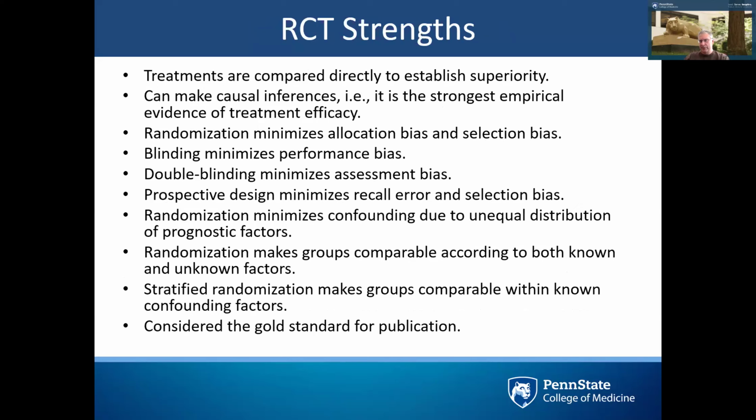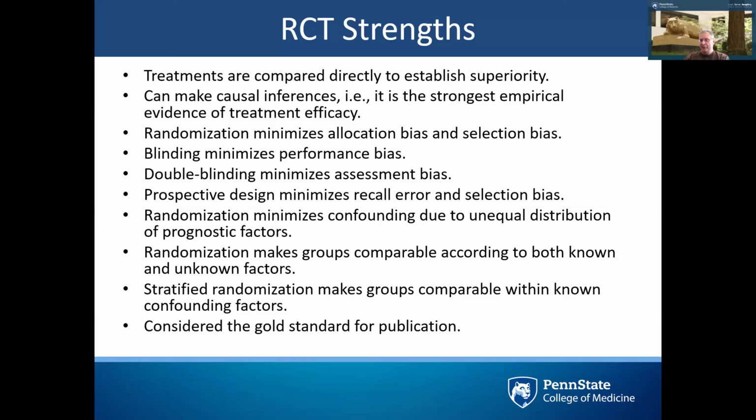So on the experimental studies, what about randomized controlled trials? Well, treatments are compared directly to establish superiority. You can make causal inference. It's the strongest empirical evidence of a treatment efficacy. Randomization will minimize allocation bias and selection bias. Blinding mechanisms will minimize performance bias or observer bias. Double blinding minimizes assessment bias. Prospective design will minimize recall bias and selection bias because you're collecting the data in real time.